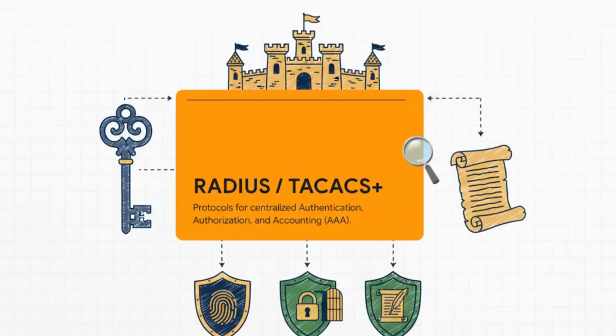Simple as that. Now, trying to manage all those keys and census lists by hand, that would be a complete nightmare. And that's where something like RADIUS or TACACS+ comes into play. You can think of it as the castle's central administration office. It handles the AAA: authentication, which is are you who you claim to be, authorization, what are you allowed to do, and accounting, what did you actually do.